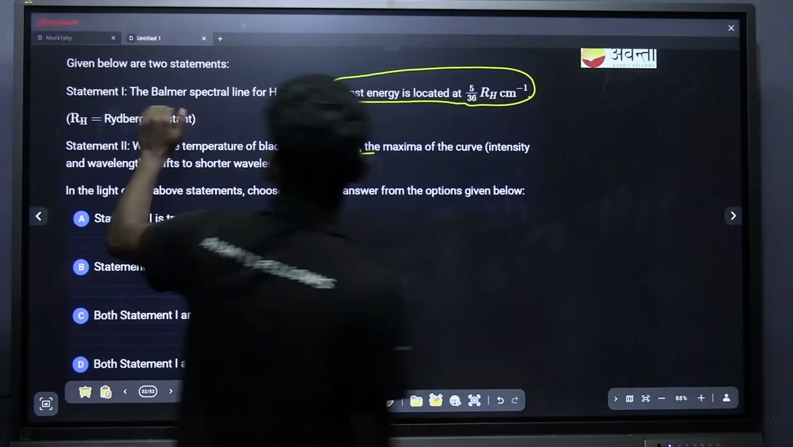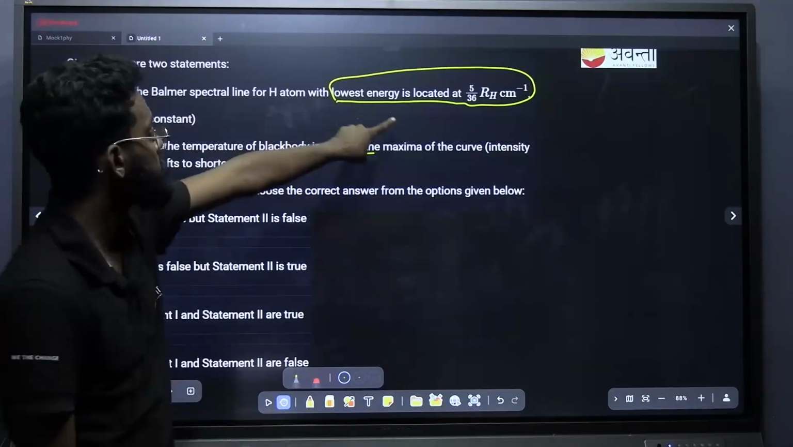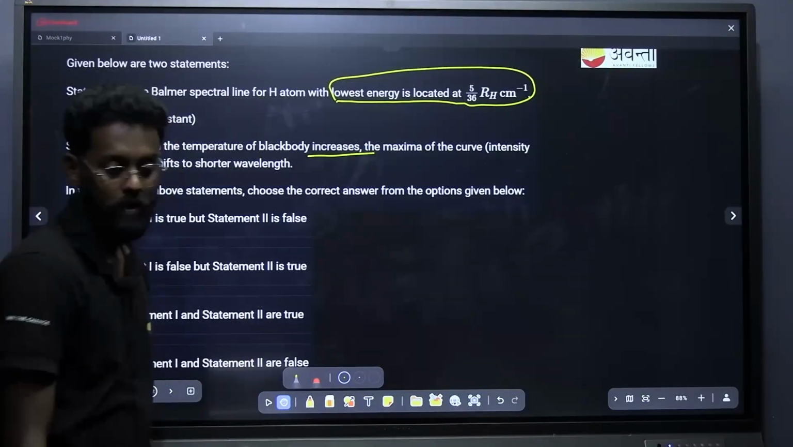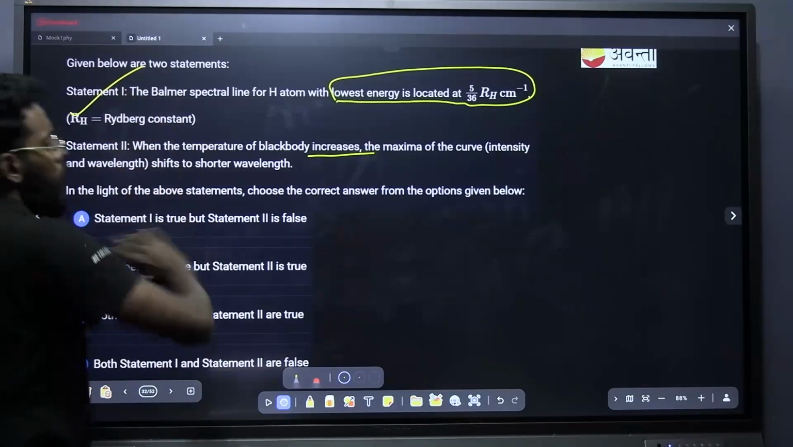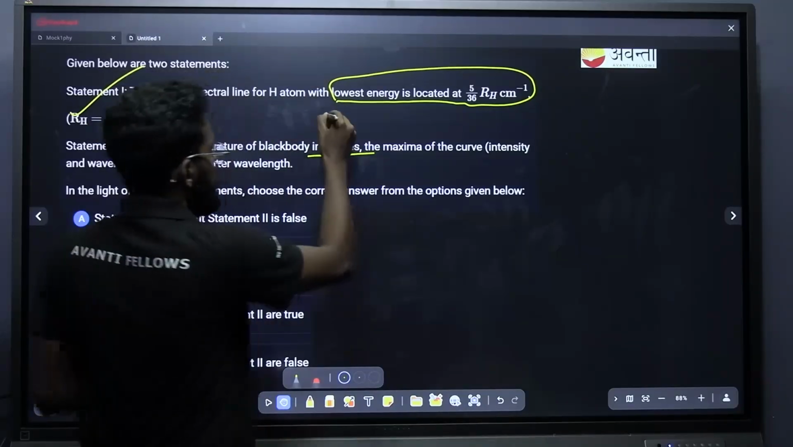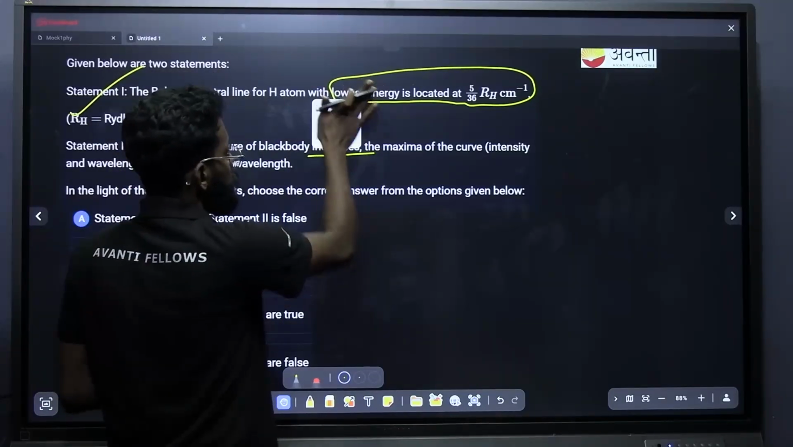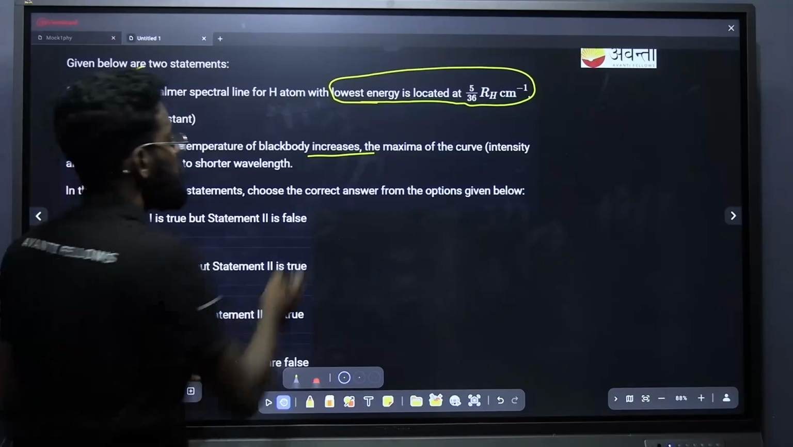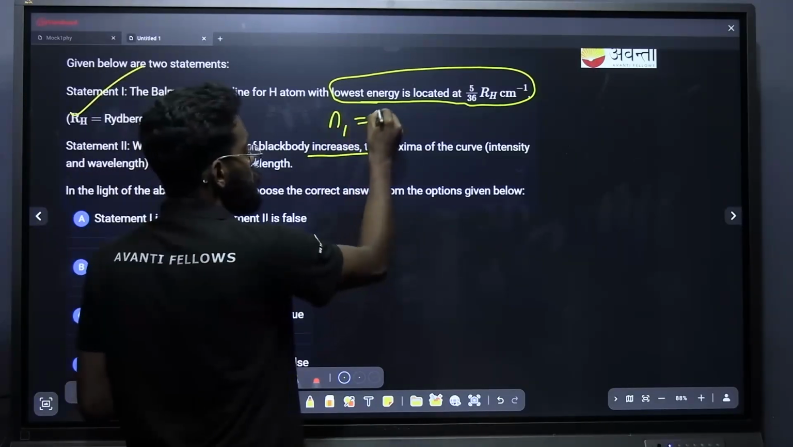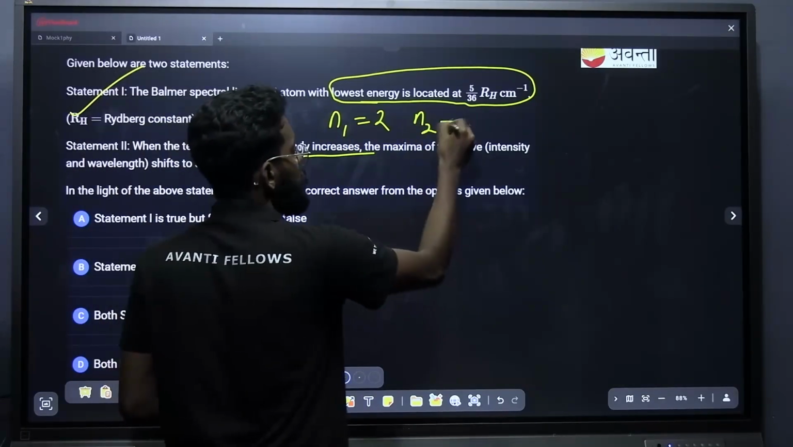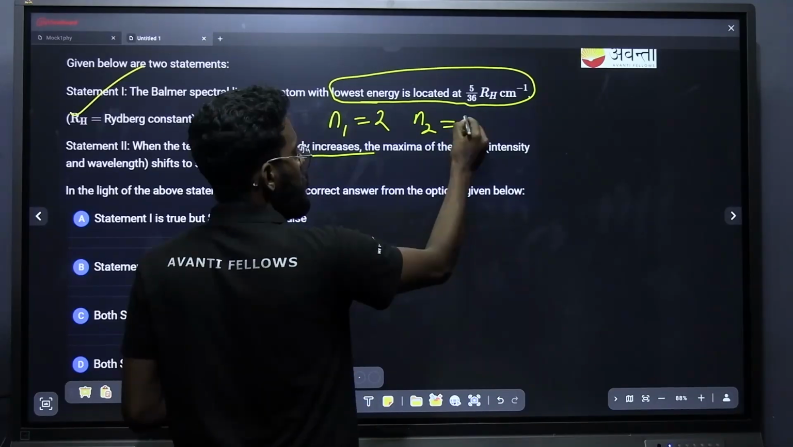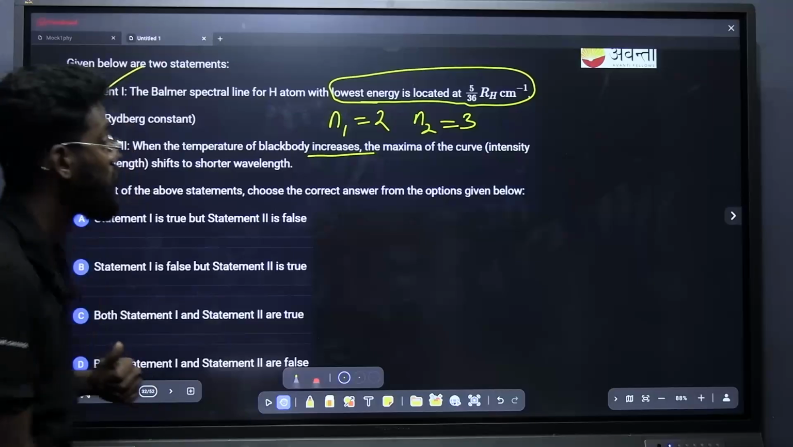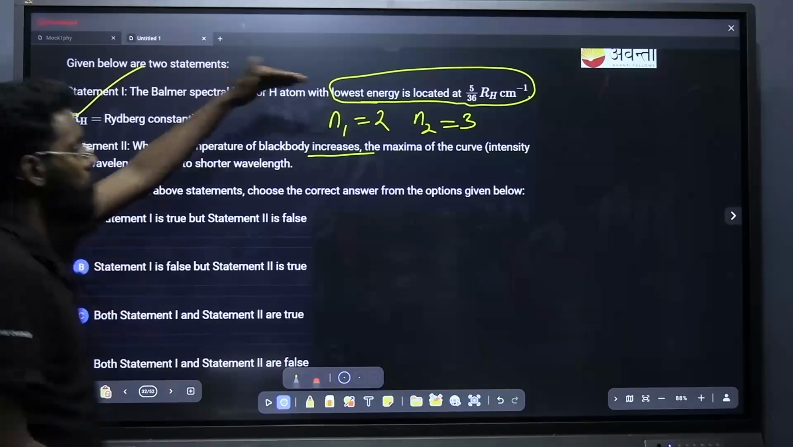What is the question? Balmer spectral line for hydrogen atom with lowest energy is located at 5/36. Correct, sir. Statement 1 is correct. Yes, it's correct. Very good. What is the lowest energy? What is the value of n1 and n2 here? What is the lowest energy of Balmer? For Balmer, n1 is equal to 2, and n2 is equal to 3. That is Balmer. Lowest energy is 2.